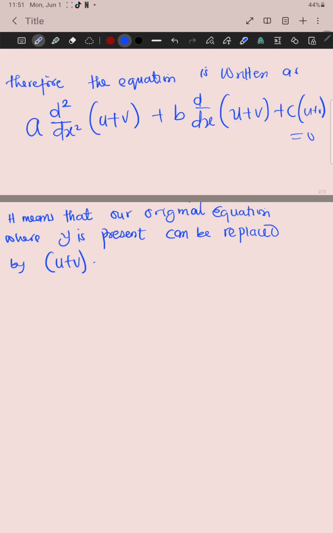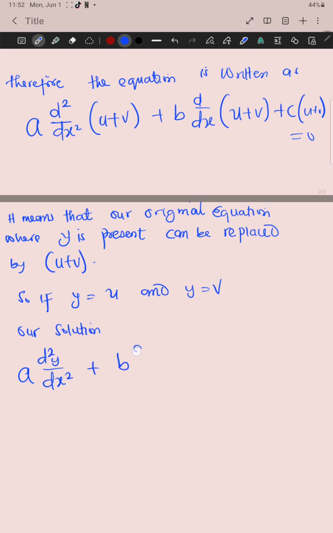That means if y is equal to u and y is equal to v, our solution to this function will be a d squared y over dx squared plus b dy over dx plus cy is equal to 0. Do you understand? It's a very important thing that you should be referring to when you are reading.